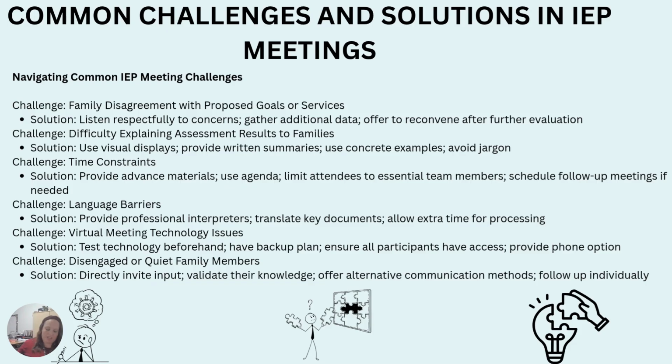Virtual meeting technology issues can be prevented by testing all technology beforehand, establishing a backup plan if technology fails, ensuring all participants have access to necessary platforms and devices, and providing a phone option for those unable to join video conferencing. When family members are disengaged or quiet, directly invite their input using their name, validate their knowledge of their child, offer alternative communication methods such as written feedback, and follow up individually after the meeting to gather their perspective. Anticipating and preparing for these challenges demonstrates professional competence and commitment to meaningful collaboration.